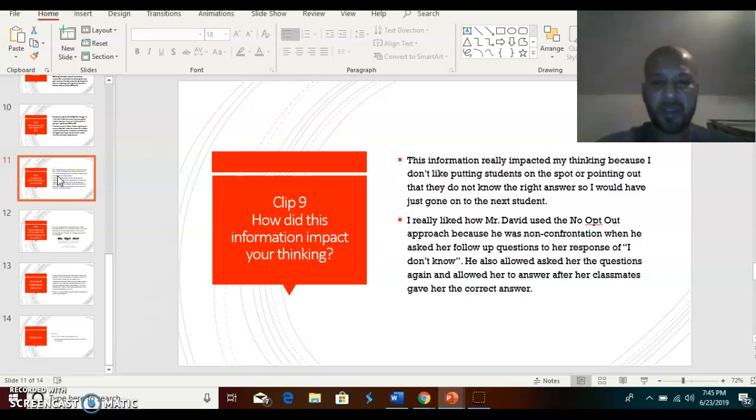How does this information impact your thinking? This information really impacted my thinking because I don't like putting students on the spot or pointing them out when they do not know the right answer, so I would just go on to the next student.